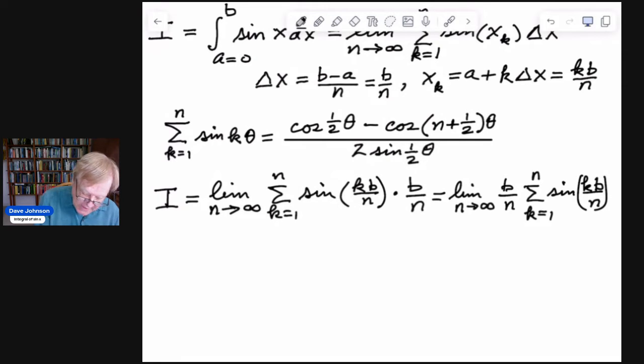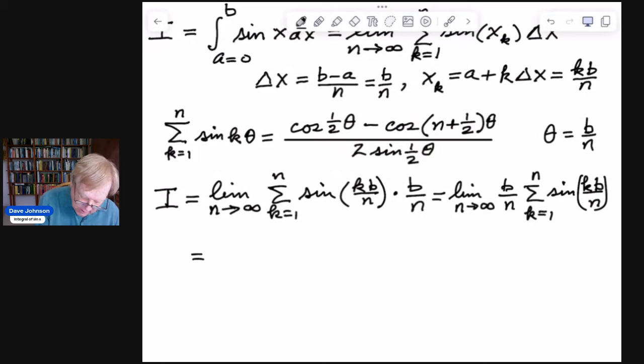Now, if we look at our Lagrange series and do a little pattern matching here, k times theta is the same as k times b over n. So if we let theta equal b over n, then we can just go ahead and substitute directly into our closed form expression for the sum.